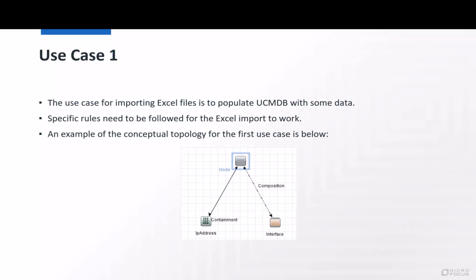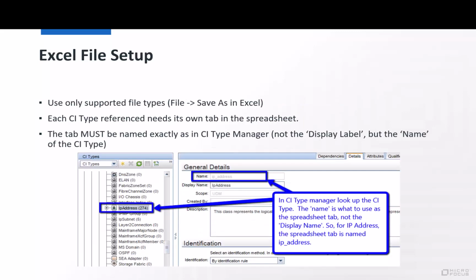In this case, I want to import a node with its IP addresses and interfaces. The picture below is a good example of the resulting topology that we need to have. But we need to follow some specific rules for this import to work. Let's go over some of those rules for how to set up the Excel file itself. First of all, you can only use supported file types that are Excel, right? So if you're in Microsoft Excel, do a file save as and save it as an Excel spreadsheet.